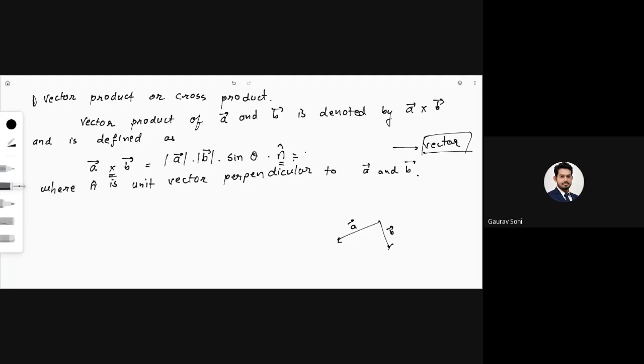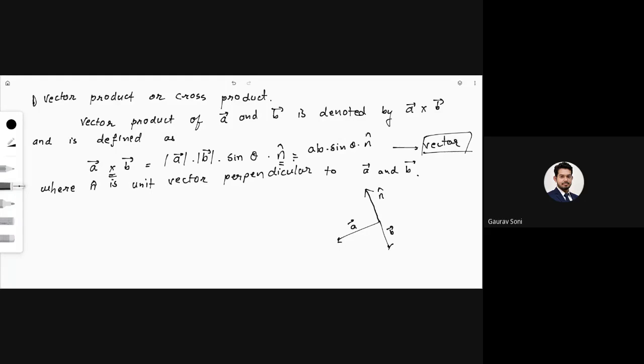And this can also be written as A B sine theta into n cap. So what you are doing, you multiply the moduli and you have the third vector which is perpendicular to this A bar and B bar. So that is multiplied to AB sine theta. Now this is the basic definition.